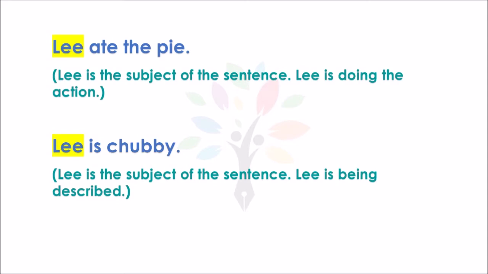Lee is chubby. So here what is happening? Lee is the subject of the sentence, and Lee is being described. This is a description of who Lee is, or the bodily features of Lee. So here the subject is being described. In the other sentence, the subject is doing the action, the verb. So ate and is are the verbs in the sentences.